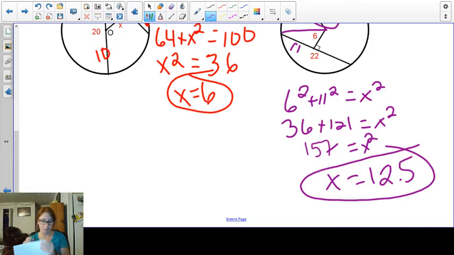So yes, today's notes kind of went quick, but we needed to learn all of those theorems in order to do this stuff here on the board.